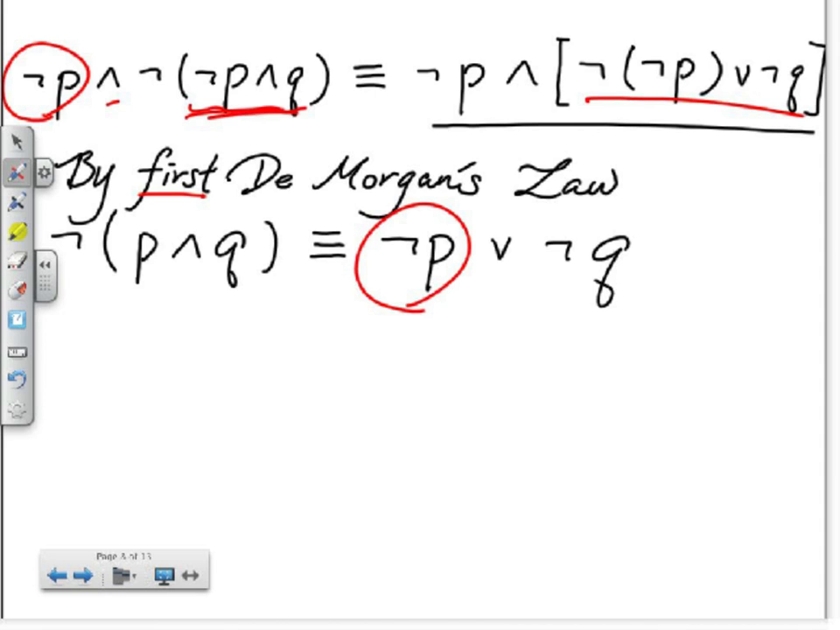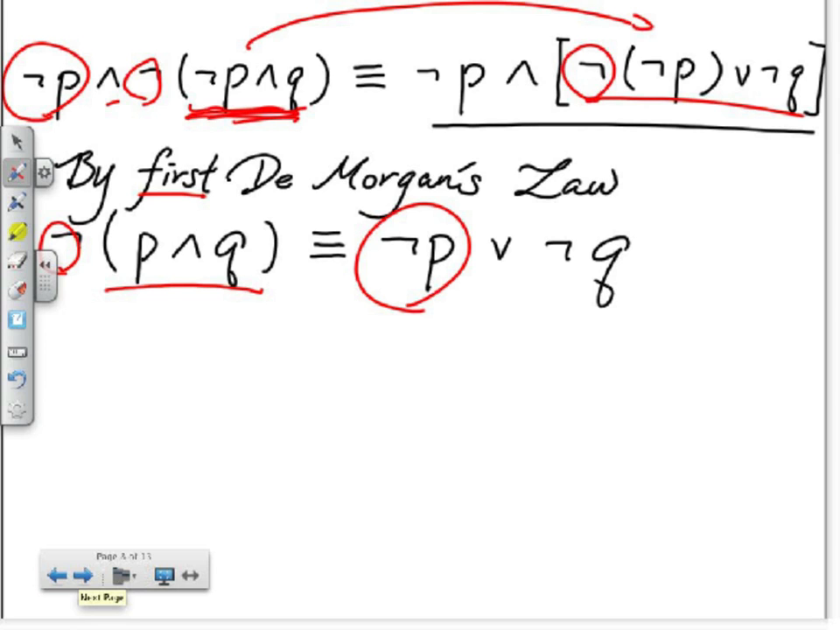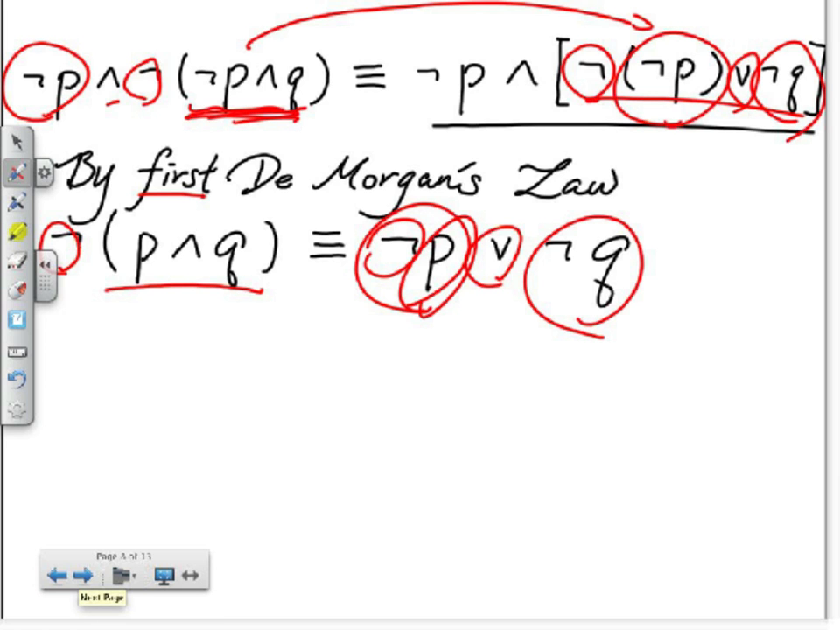Okay, so this is the part where I want to use first De Morgan's law. So from here to here, this is how I use De Morgan's law. So I have not (P and Q) is equivalent to not P or not Q. See, we have not P and P, which is very confusing, but this is how De Morgan's law can be applied. Move on.